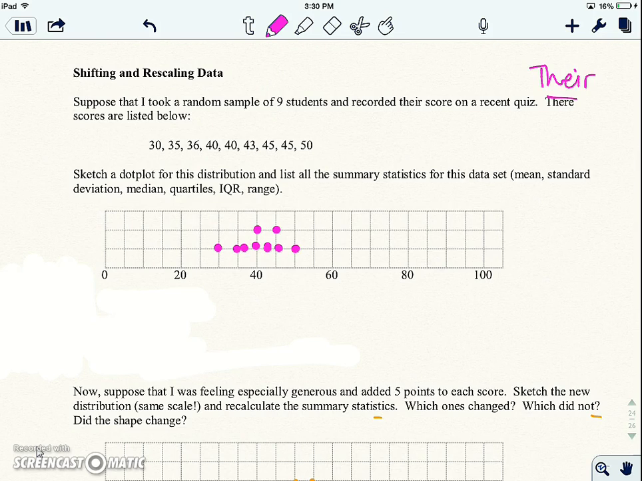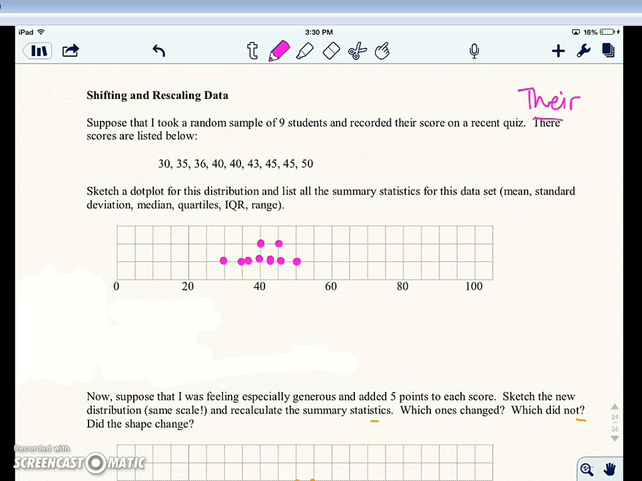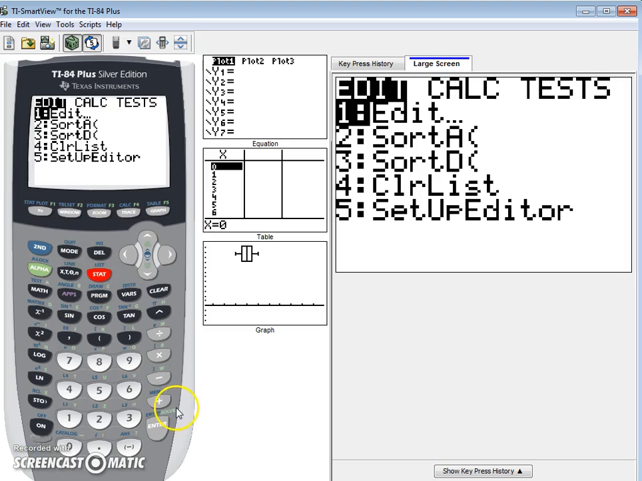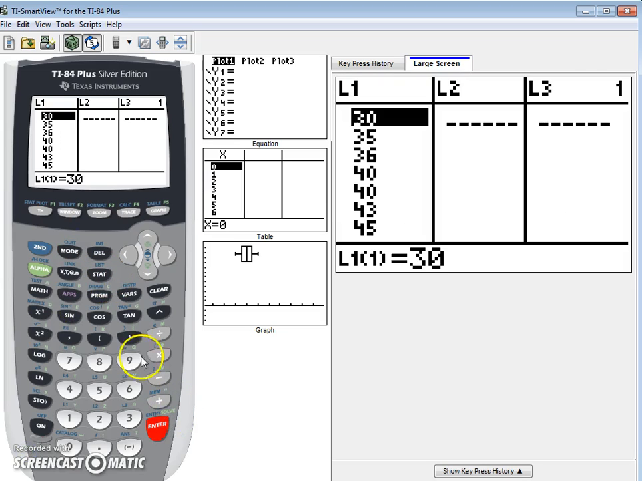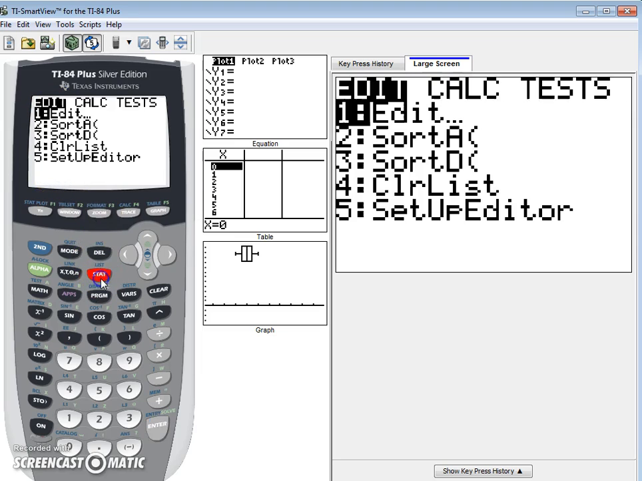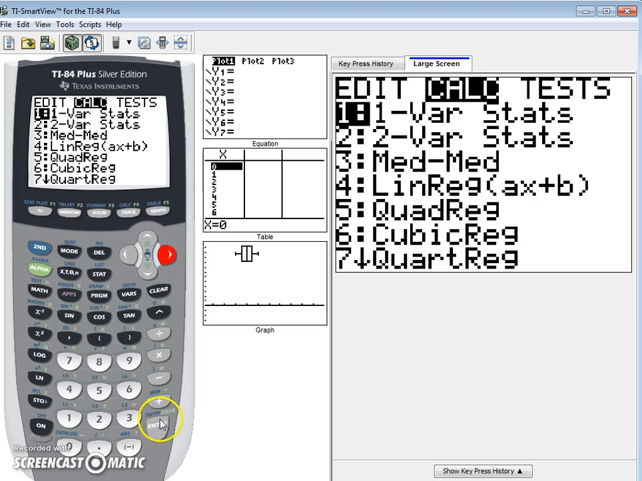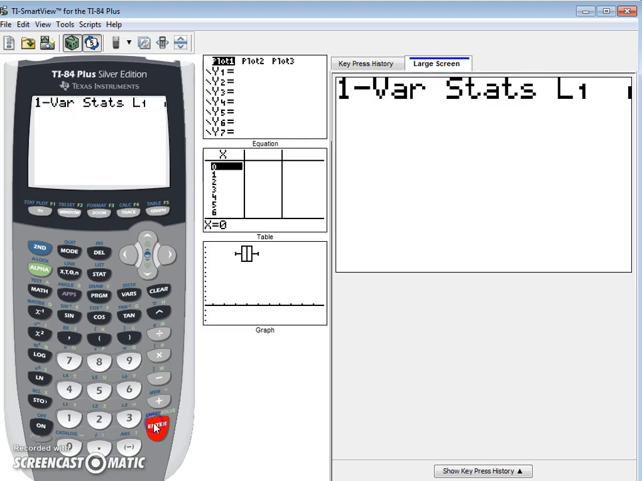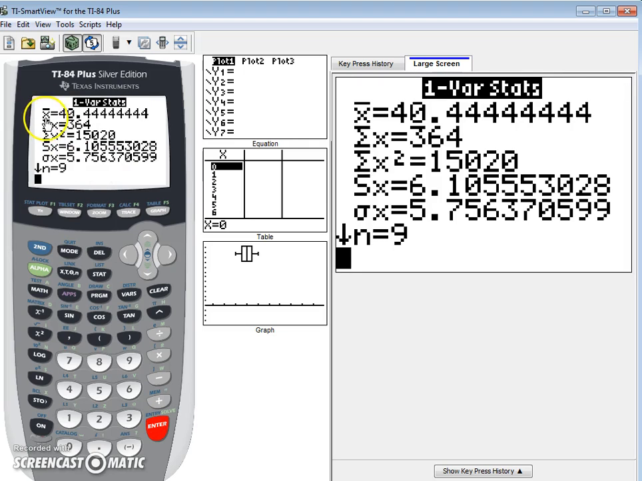So that's my distribution. Then I could find the summary statistics by hand, but I'm entirely too lazy for that, so let me get to my calculator. I'll just go to Stat, Edit, and in List 1, I've put all my data. Then I can go to Stat, Calculate, one variable stats for List 1, and I've calculated those. Okay, so we have an average of 40.4.